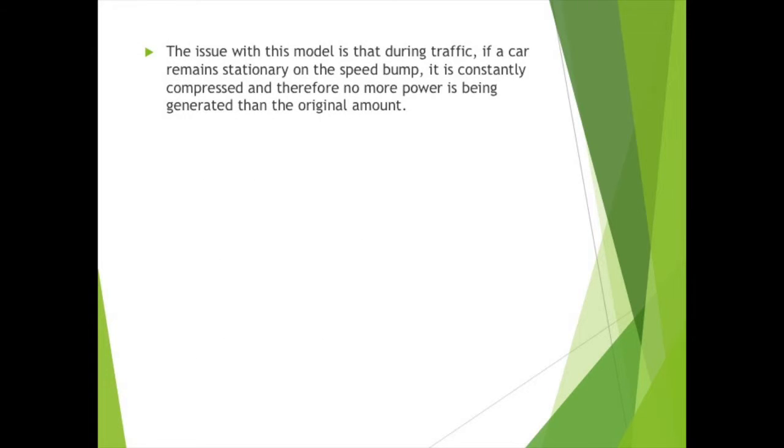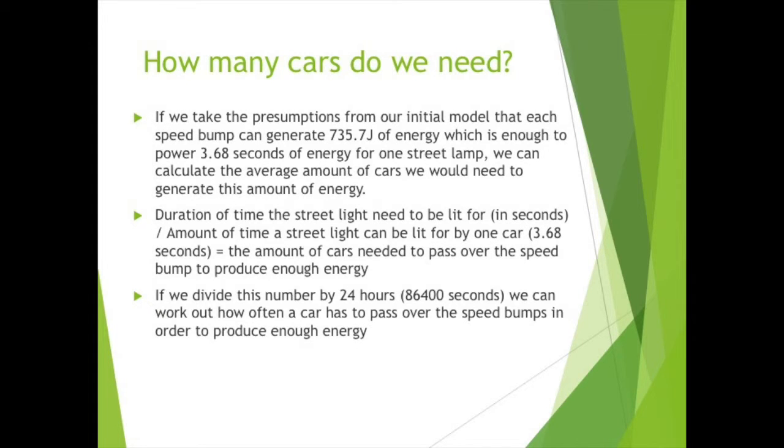However, there are a potential few problems, such as if the car remains stationary, no more power will be produced. But how many cars do we need? If we presume that one speed bump can generate 335.7 joules of energy, which is enough to power 3.68 seconds of energy from one light, we can calculate the average amount of cars we would need to generate this amount of energy.